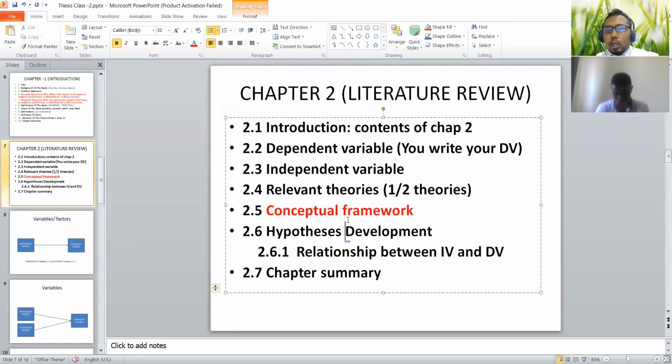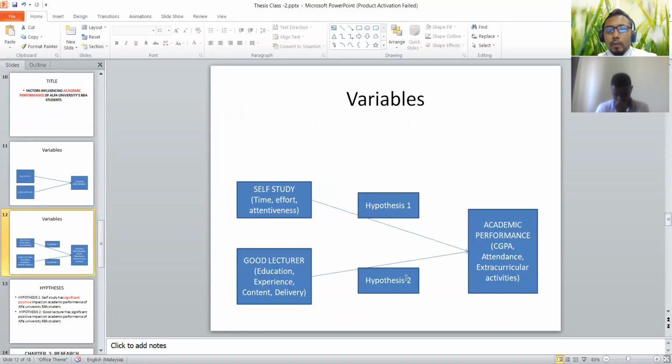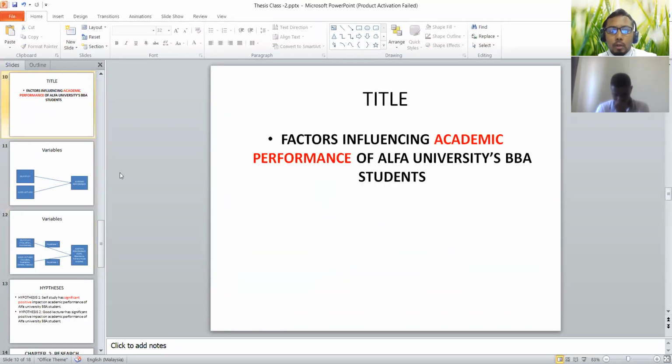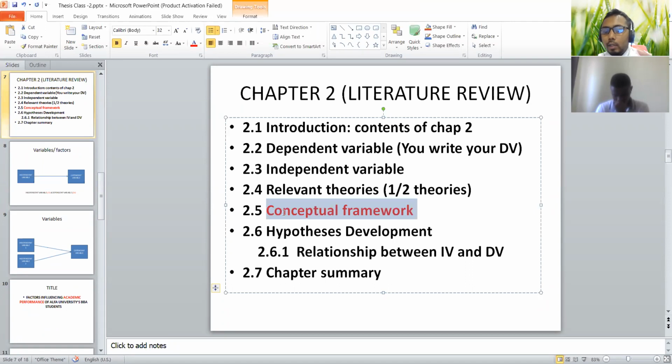Then the conceptual framework, we already drew this conceptual framework earlier. So you just copy this framework and put it here. Okay, so this is done already. That's why you have to draw this conceptual framework first. That's why it's important, I made it red highlighted. So drawing this framework is important for you first. Then you can link up with the objective and its hypothesis.